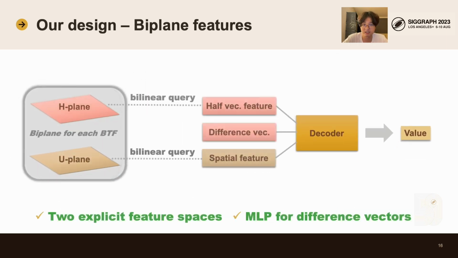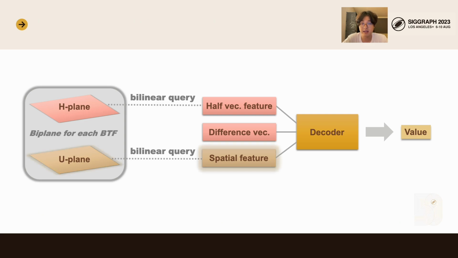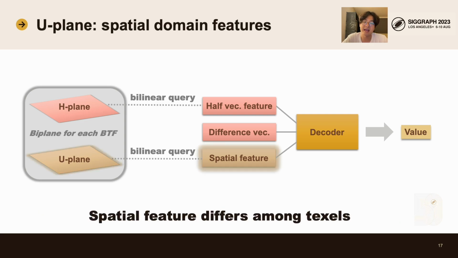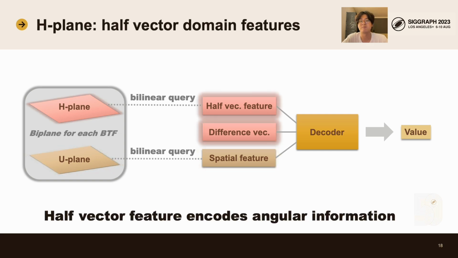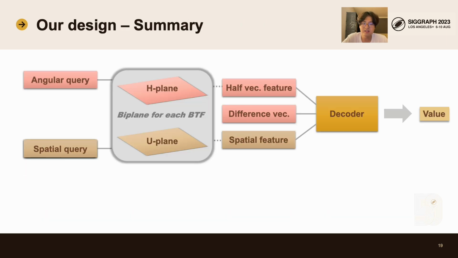Here we summarize our design. Generally, we use a biplane feature to describe a given BTF. It consists of two feature planes, the H-plane and the U-plane, representing the spatial and angular variations respectively. Therefore, with those explicit feature vectors, the network can easily recognize BTFs with similar spatial and angular information. Note that the half vector is represented by features, while the difference vector is directly accepted by the network, since the difference vectors encode fewer variations. This design reduces the complexity of the network and makes it generally easier to learn.